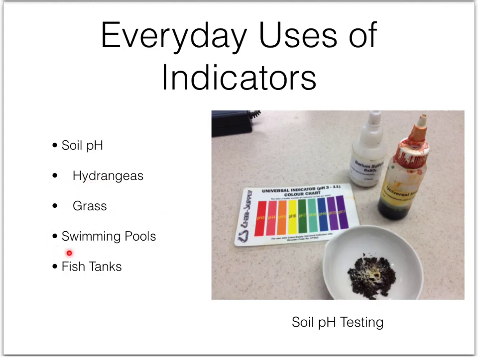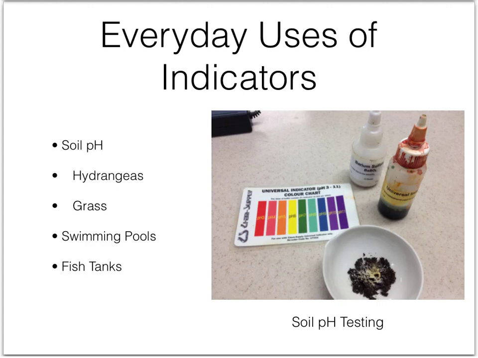Swimming pools, you don't want it too basic or too acidic. And fish tanks. Fish have specific pH ranges in which they are happy, so you need to make sure that your fish tank stays at the right pH.